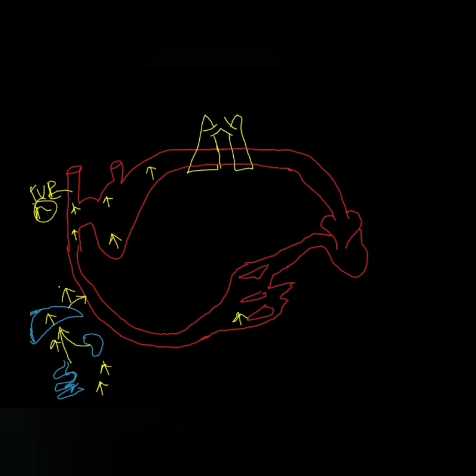So whenever it is in the liver, it causes hepatomegaly and ascites. In the bowel, it causes bowel edema. In the spleen, it causes splenomegaly. And in the other places, it is going to cause edema. So this is how it is going to progress.